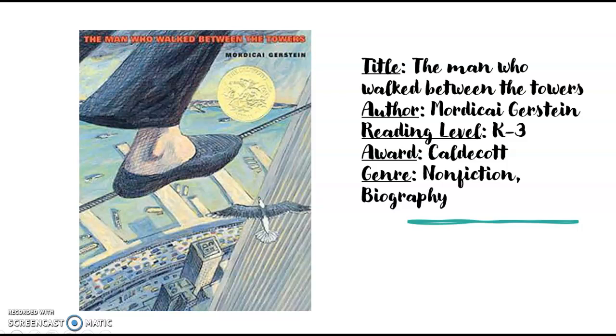The 4th story I have is The Man Who Walked Between the Towers, author Mordicai Gerstein, reading level K through 3rd, Caldecott Award, genre it is nonfiction and biography. So The Man Who Walked Between the Towers is about a man. He puts a tightrope between 2 of the World Trade Center buildings, and he basically spends an hour walking, dancing, running on it, and it's his adventure on the tightrope, which is very funny.